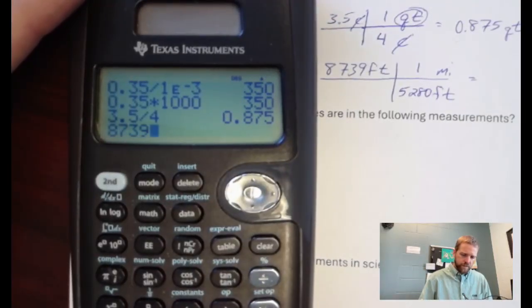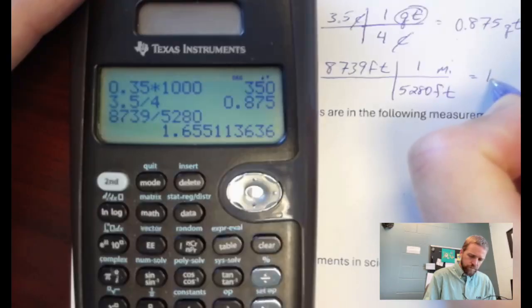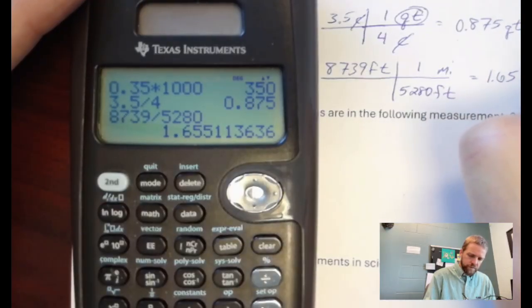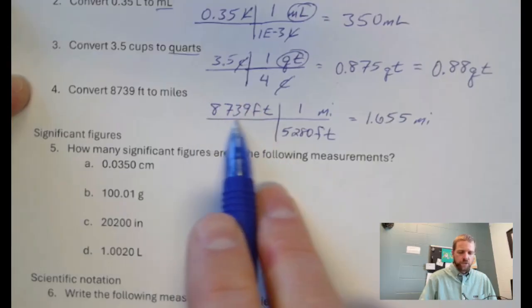Okay, and then I'm going to punch that into my calculator. 8,739 feet divided by 5,280, and I get 1.655 miles. Notice that I'm going to write down 4 significant figures because I started with 4.